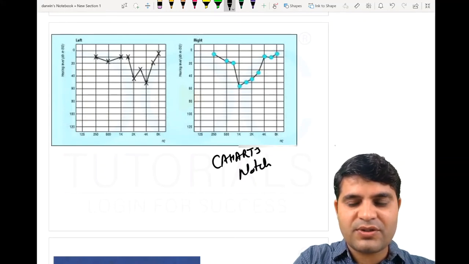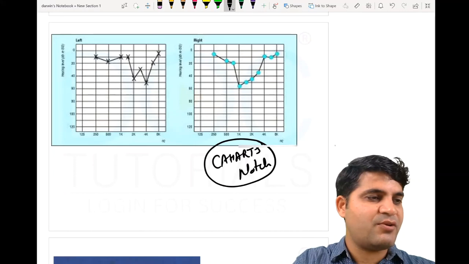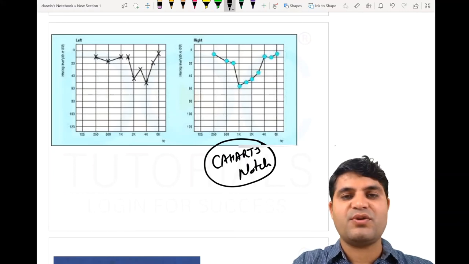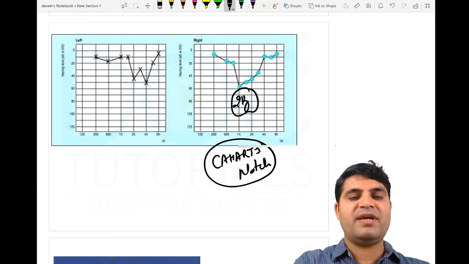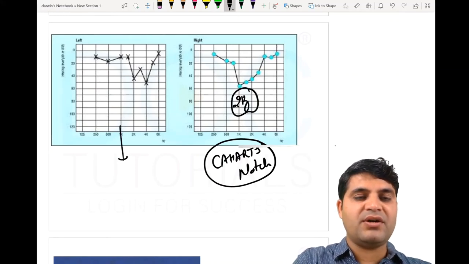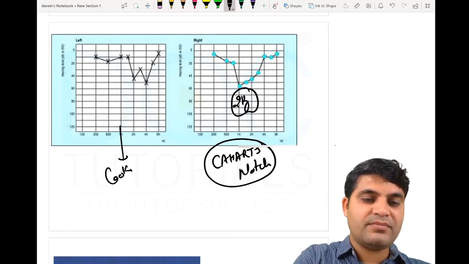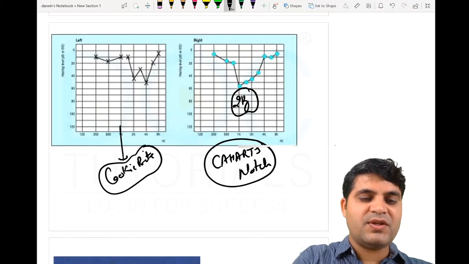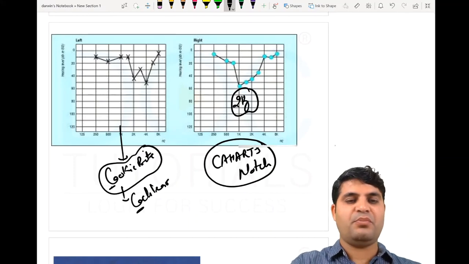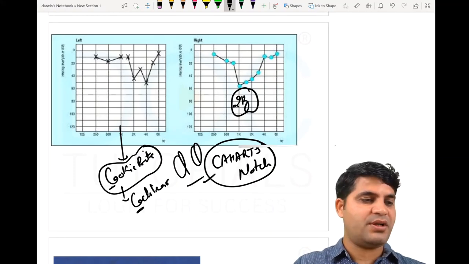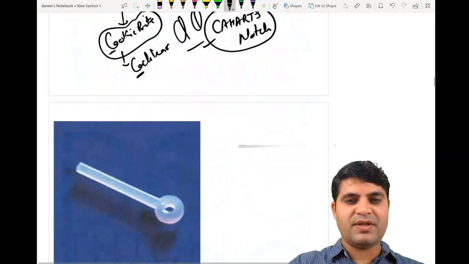Carhart's notch. Clear? Otosclerosis is known for Carhart's notch. You can see a dip at 2 kilohertz. Whereas this is known as the cookie bite curve, which is seen in C for cookie bite, C for cochlear otosclerosis. Important, very important. Clear? Yes, Sagar, Carhart's notch.